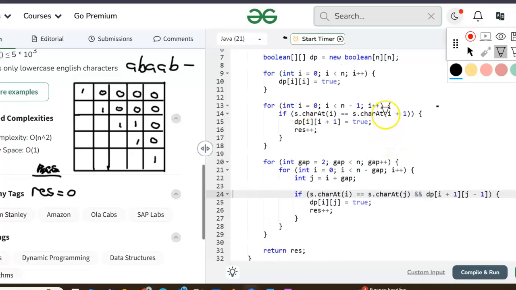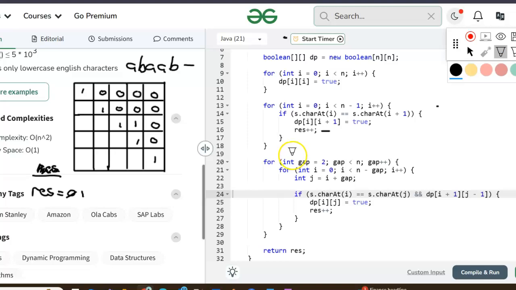Okay. It just occurred to me that in the process of identifying two-character palindromes, I forgot to increment res, because we did find a two-character palindrome. It's the AA. So that is going to go to 1. All right. Now we are looking for palindromes of length greater than 2.